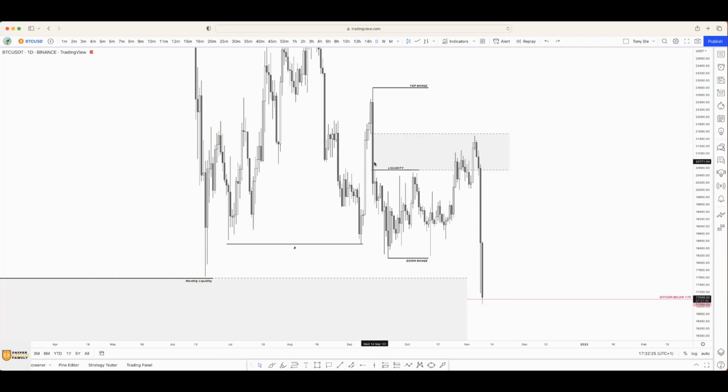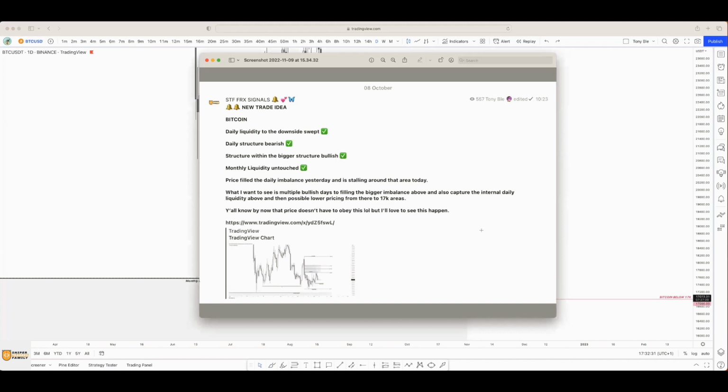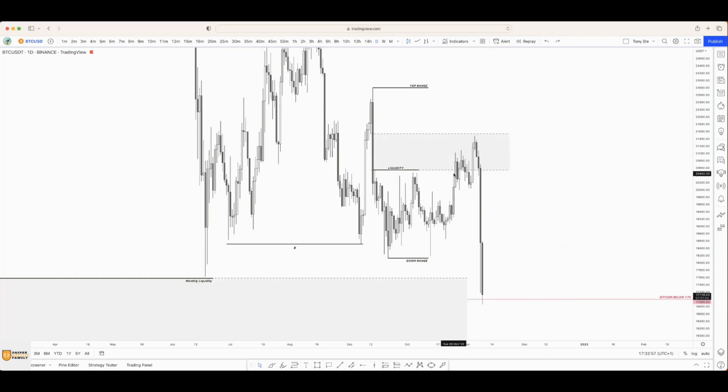This is the imbalance here. This is the big imbalance plus the liquidity that was not captured. So I wanted to see price action going up to fill that imbalance. That's why I said what I want to see is multiple bullish days to fill in the bigger imbalance above and also capture the internal daily liquidity above. And then possible lower pricing from there to the 17K area. So I actually saw this before it happened October 8th. So I wanted bullish price action into the imbalance to capture these equal highs in form of retail resistance, right?